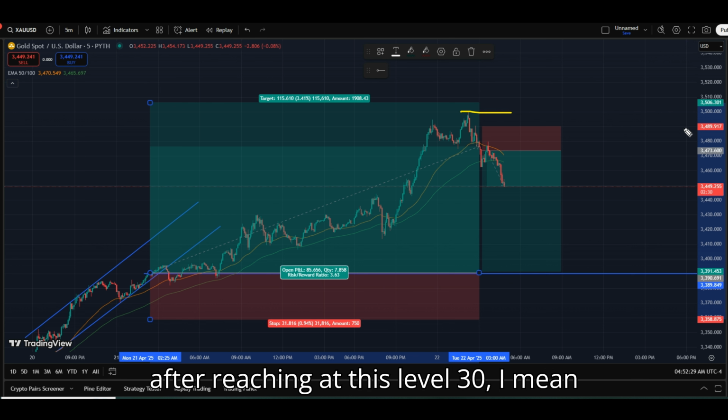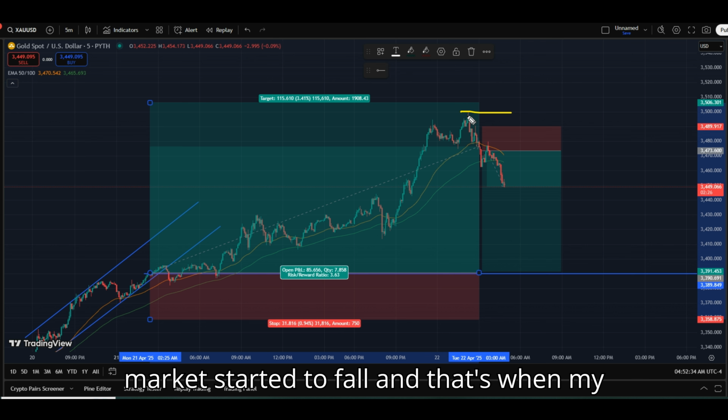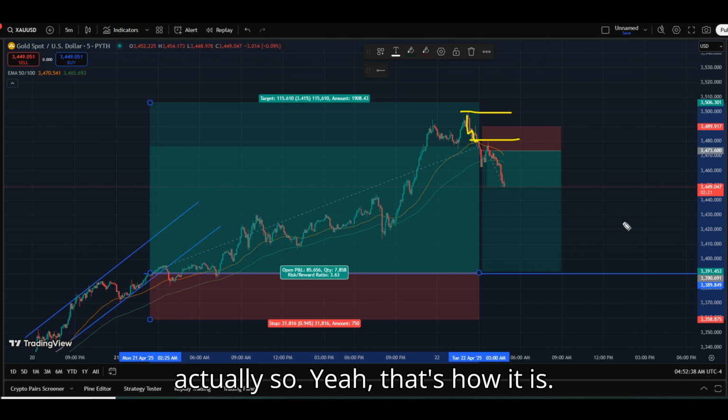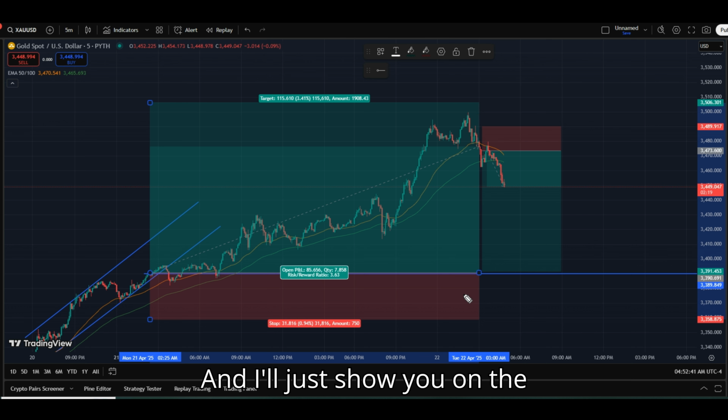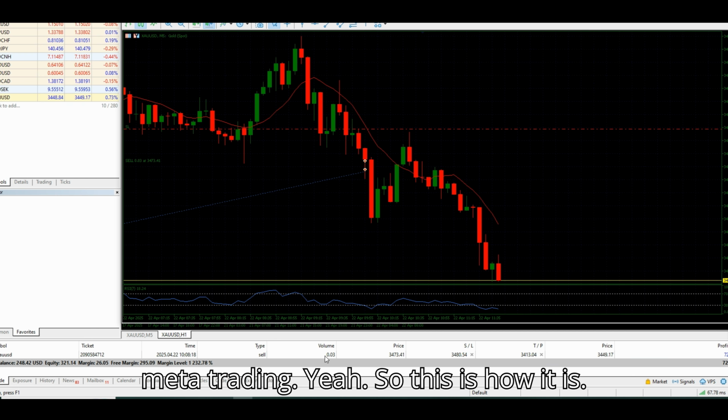After adjusting my profit target, my overall target I was expecting was 3506, but after reaching this level, 3500, the market started to fall, and that's when my trailing stop loss was hit. So that's how it is, and I'll just show you on the MetaTrader. Yeah, so this is how it is.